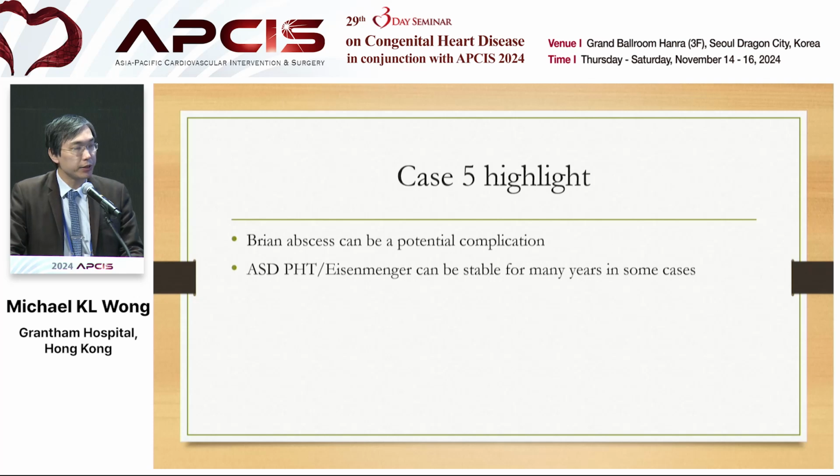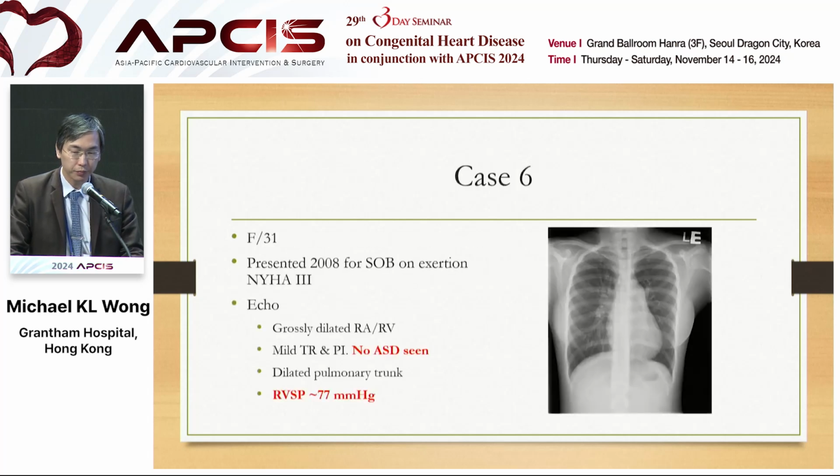So in this case, we highlight brain abscess can also be a potential complication among patients with ASD, pulmonary hypertension, especially Eisenmenger syndrome. And for patients with ASD, pulmonary hypertension or Eisenmenger can be stable for many years in some cases. But not every case is so lucky.